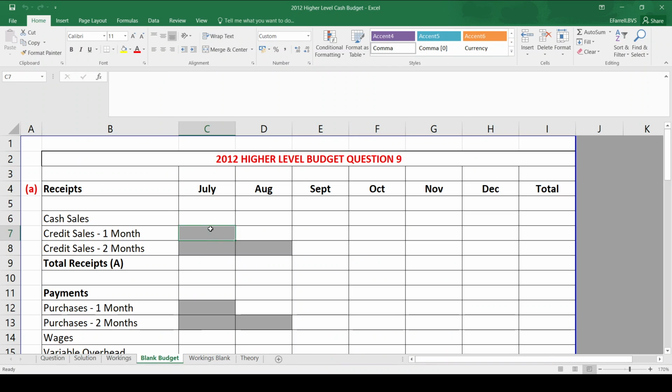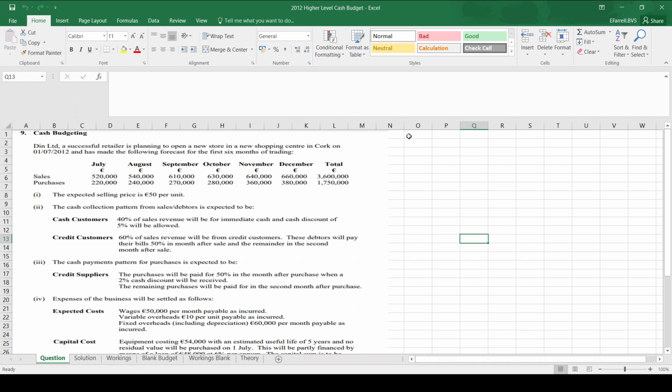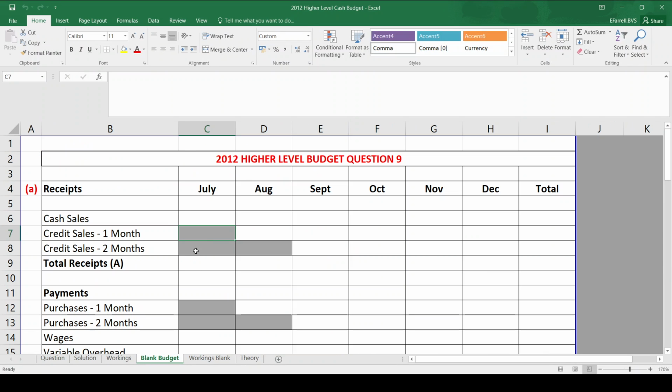So to fill this in, to start off with here in July, these two columns are going to be blank. Why? Because in the question, it says that the company is only planning to set up on the 1st of July. So I wouldn't be owed any money from 1 month previous, which is June, or 2 months previous, which is May. In August, I wouldn't be owed any money from 2 months previous, which was June, but I will be owed money from 1 month previous, which is July. So this won't be filled in.